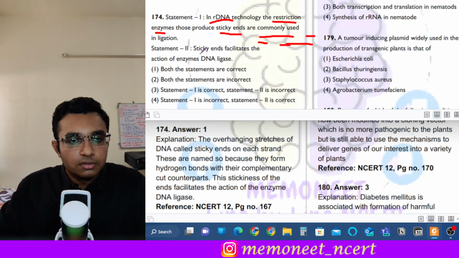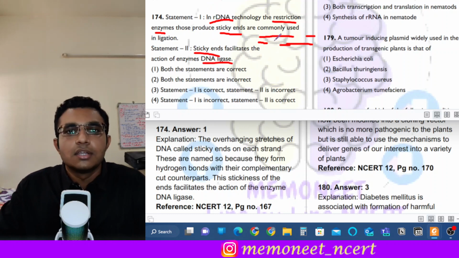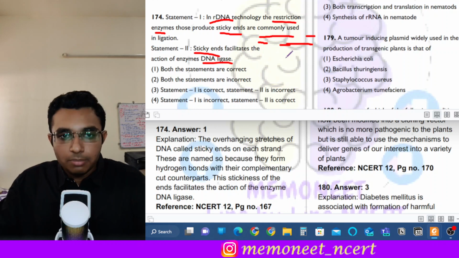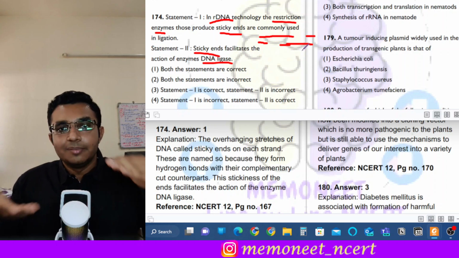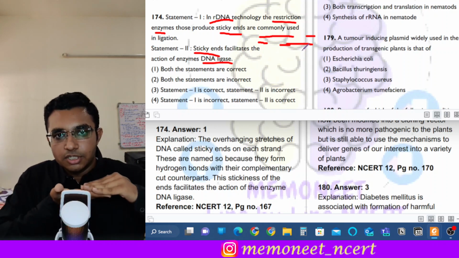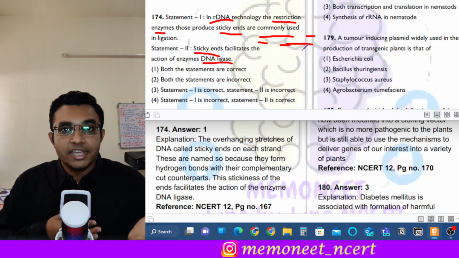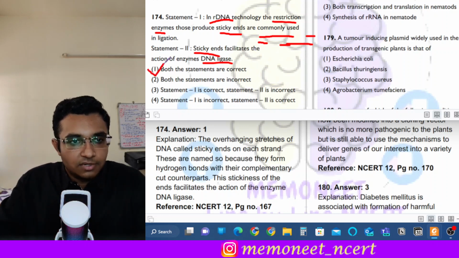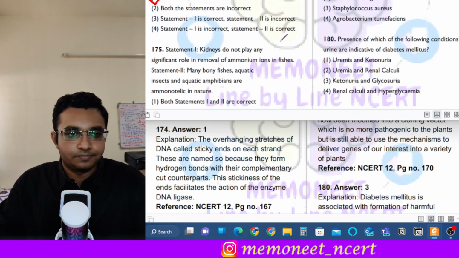Now statement 2 is sticky ends facilitate the action of enzyme DNA ligase. So yes, this is also a correct statement because the sticky ends are complementary to each other. So they will be easily able to form the hydrogen bonds. So it will make the action of DNA ligase easier. So the answer is option 1. Both the statements are correct.